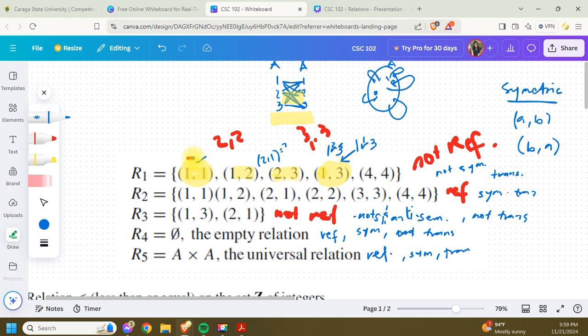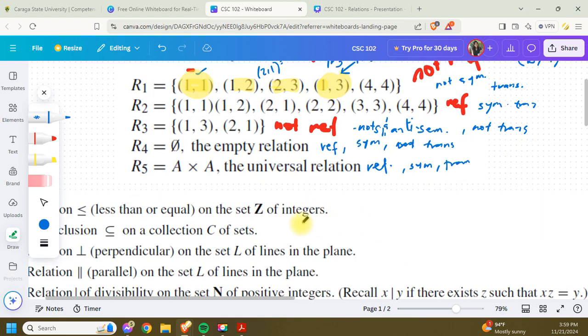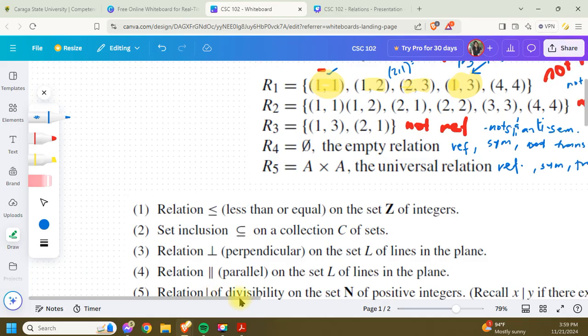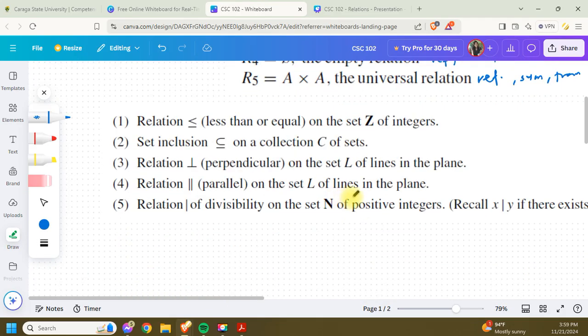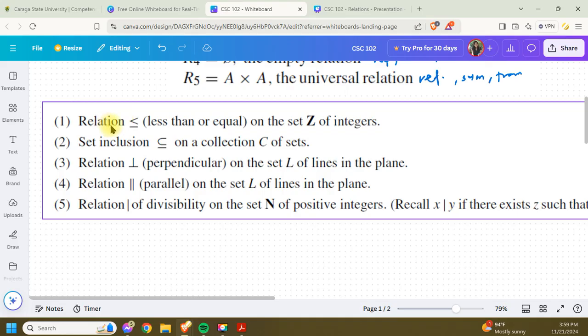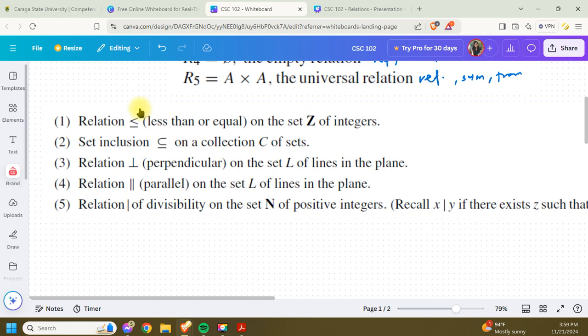Okay, so this is one example. Now let me give you another set of examples. This example is a little bit confusing because this applies to actual sets. So in number one, the relation is less than or equal on the set Z of integers. So technically all of those relations in the integer set that satisfy this condition. So we have the set Z here.